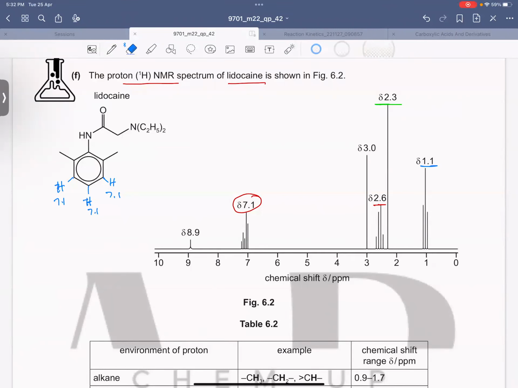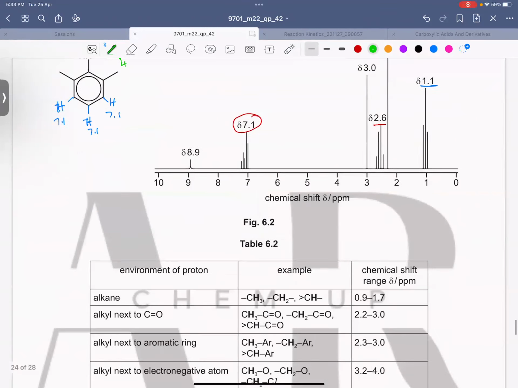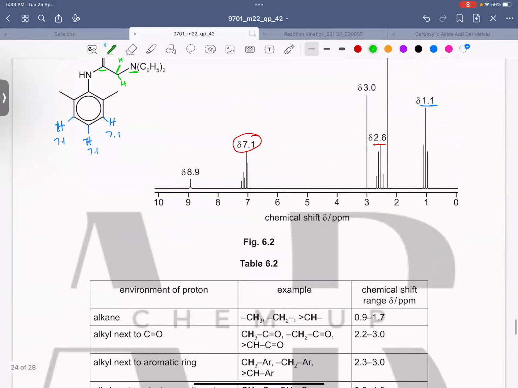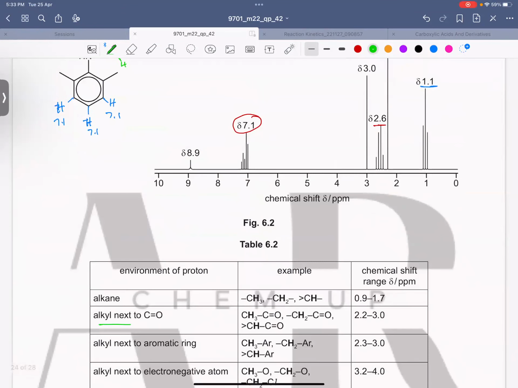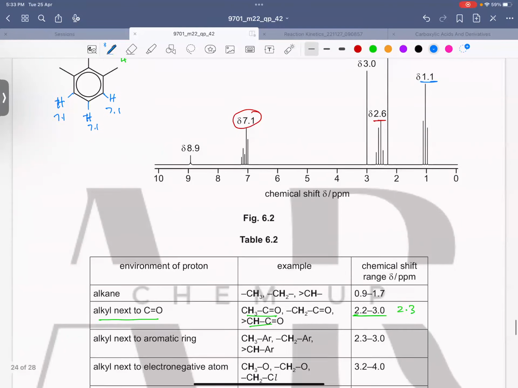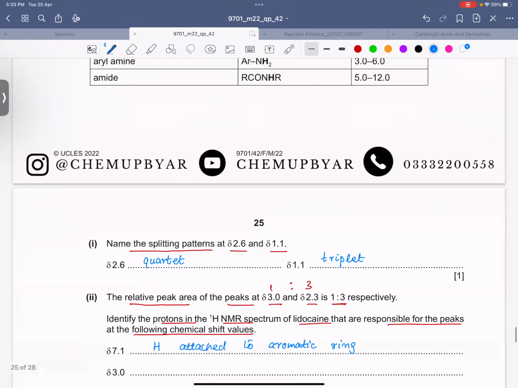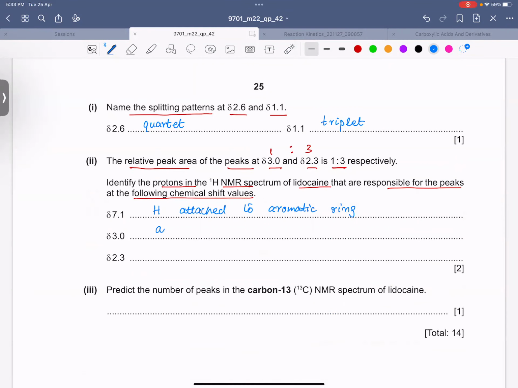So if you see this carbon has 2 hydrogens, right? And to its neighbor, there is a nitrogen over here and there is a carbonyl. So there are no protons on the neighbor carbon. And it is next to carbonyl. So if you see alkyl next to carbonyl, the value is 2.2 to 3.0 and our value is 2.3. So it means it could be the protons of an alkyl. No, not this one. This one.